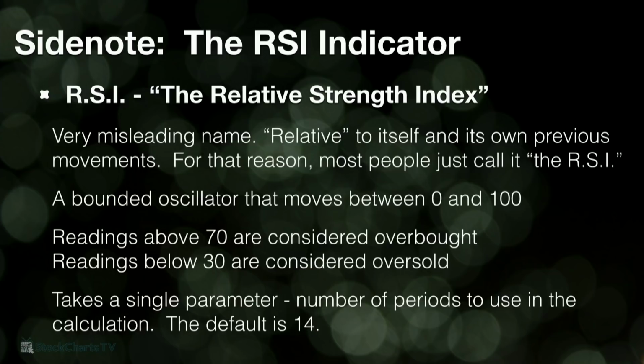It's the look back, the number of days on a daily chart, or the number of hours on an hourly chart, so on and so forth, that are used in the calculation. When Wells Wilder developed the indicator and presented it, he used 14, and that has become the default value for the parameter, but it doesn't have to be that.